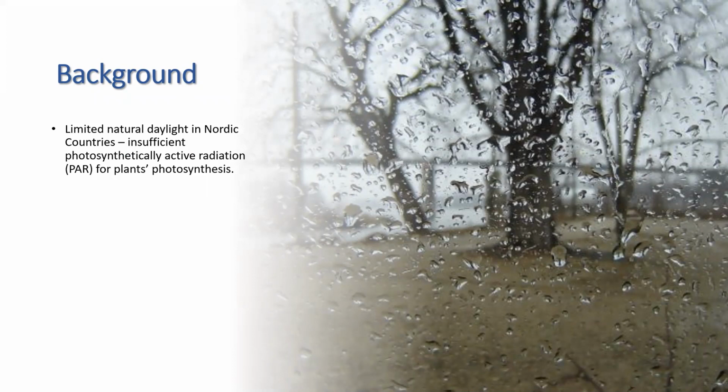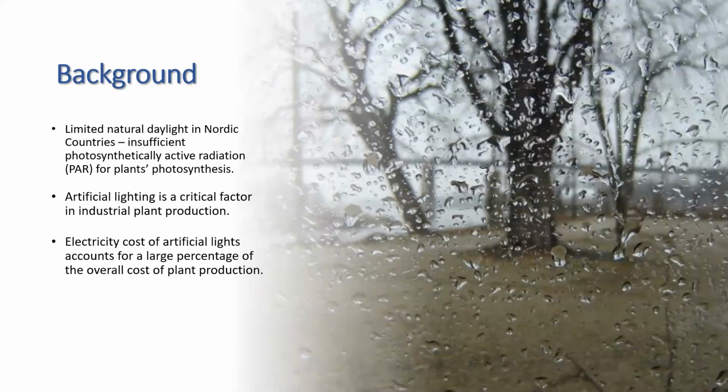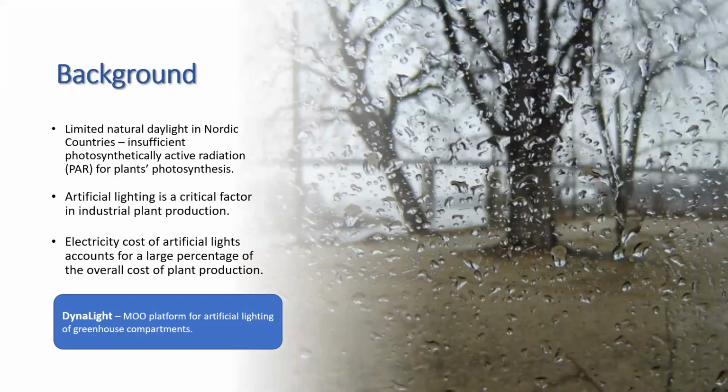This PAR is the efficient part in light for the photosynthesis of plants, so it's critical for the growth of plants. In greenhouse system, we can use artificial lighting as a supplemental source for such light. But this also introduces another issue that the electricity cost of artificial lights accounts for a large percentage of the overall cost of plant production. To solve this problem, our center develops a multi-objective platform called Journalite to solve the artificial lighting optimization problem.